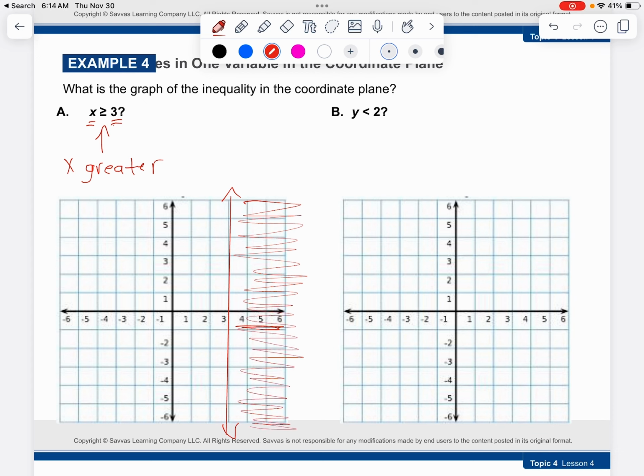Next, we have y is less than 2. So we go to where y is 2. And this time we're going to have a dashed line because there's no equal to. And because y is less, we're going to shade below our line.